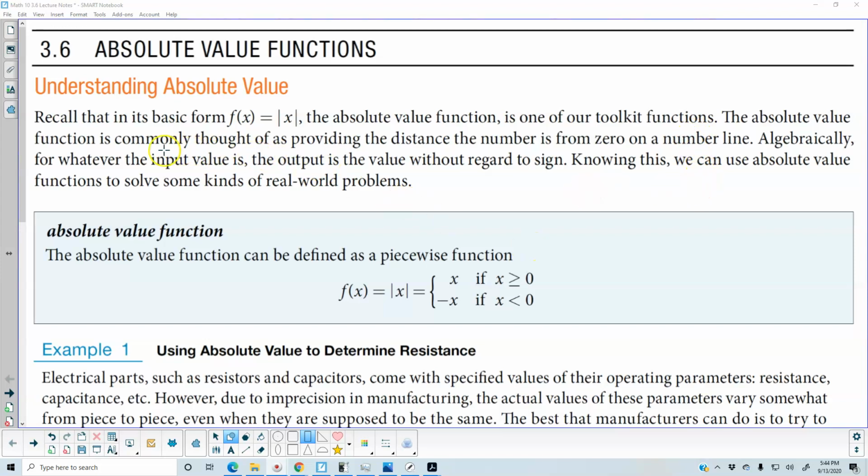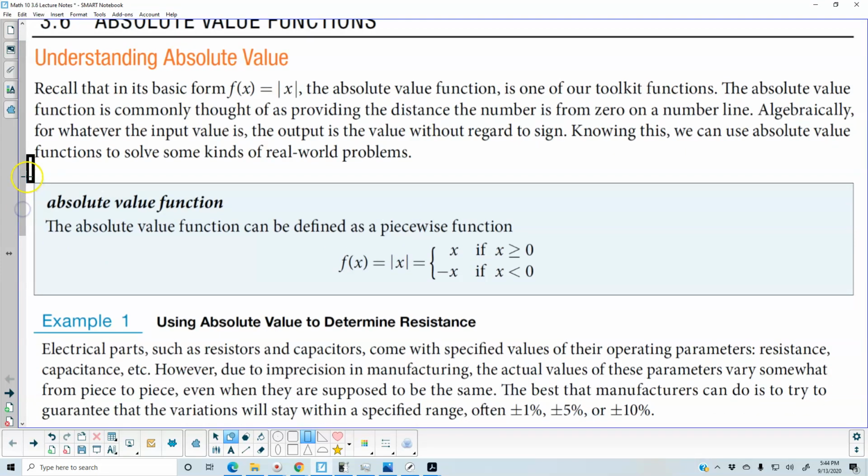The absolute value function is commonly thought of as providing the distance a number is from 0 on a number line. Algebraically, for whatever the input value is, the output is the value without regard to sign. Knowing this, we can use absolute value functions to solve some kinds of real-world problems.